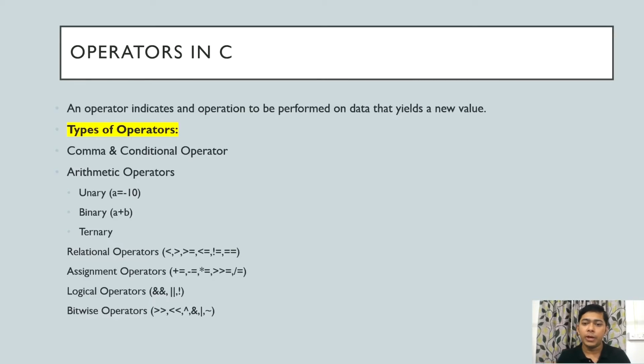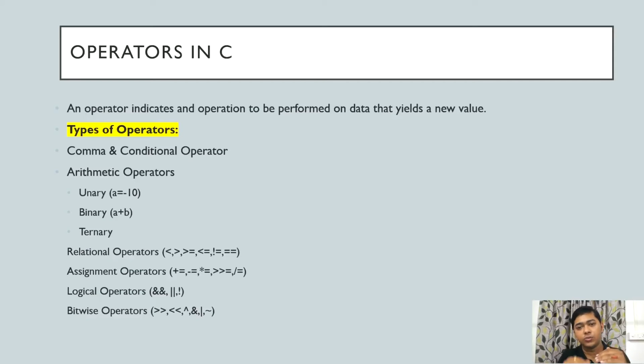Operator, I already told you what it is. It indicates an operation to be performed on data values which yields a new value. It means that when we carry out a particular operation, it will produce a new output. Say, suppose 2 plus 3. If we execute this, the operator is plus. In 2 plus 3, the data values 2 and 3 are operands. When we execute 2 plus 3, it will produce 5, a new value.